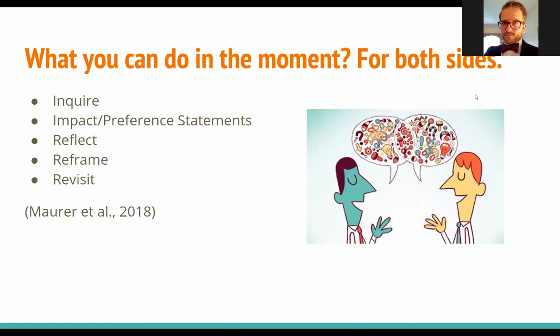And again, I'm going to quickly run through this because I've got two minutes. But in the moment, for actually both sides really, but this is a little bit geared towards the person who's experienced the microaggression, these are some ideas that you can use to help have a good conversation, a conversation that can lead to possible healing. Inquiring, impact preference statements, reflecting, reframe, revisit.